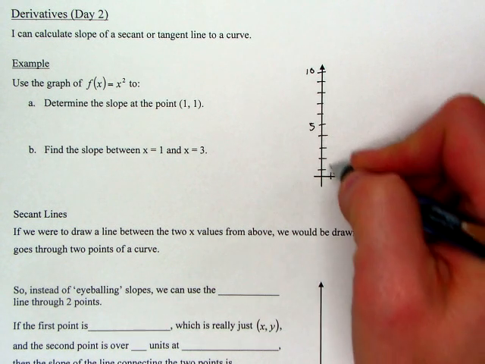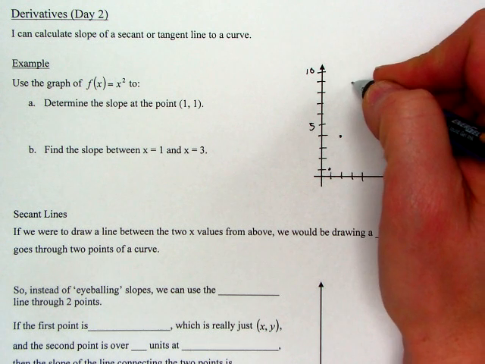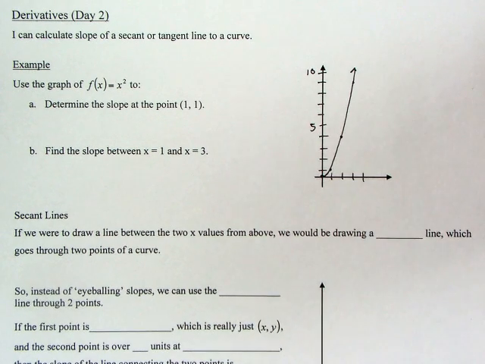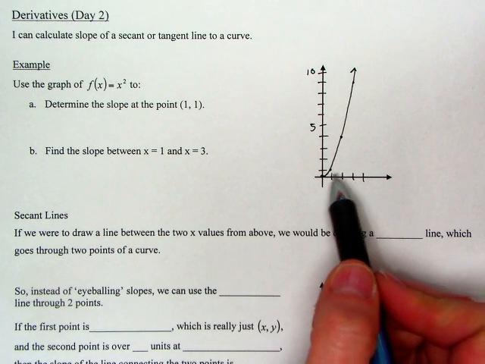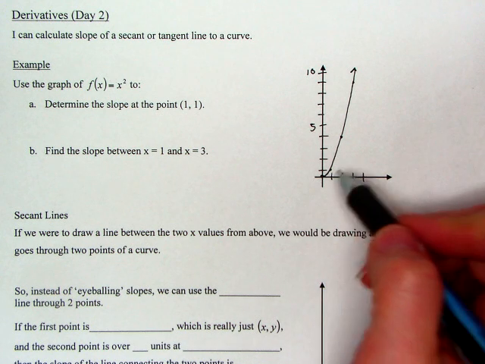So at 1, 1, we're going to have a point at 2, 4, and then at 3, 9. And just connecting those, you're just looking at half of a parabola, the positive half, keeping it simple here. The first one says determine the slope at point 1, 1. So right there's my point 1, 1.